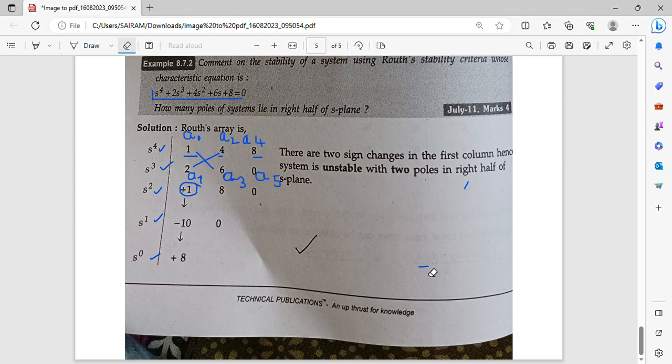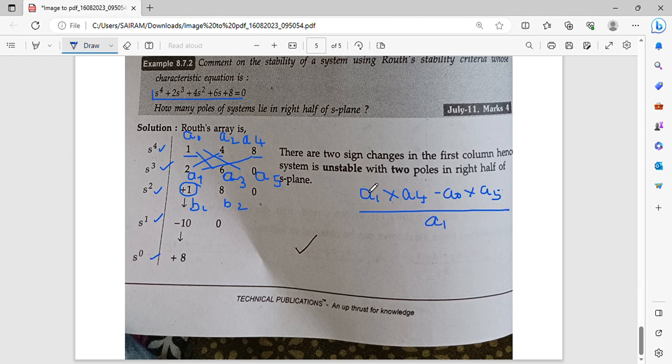So how did 8 come? That is understood. 8 is b2, so 1 is b1, 8 is b2. So this is b1, and b2 is nothing but a1 a4 minus a0 a5, whole divided by a1.